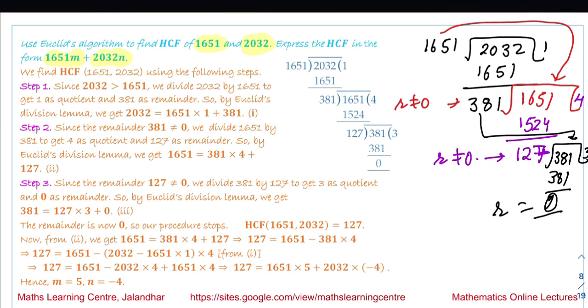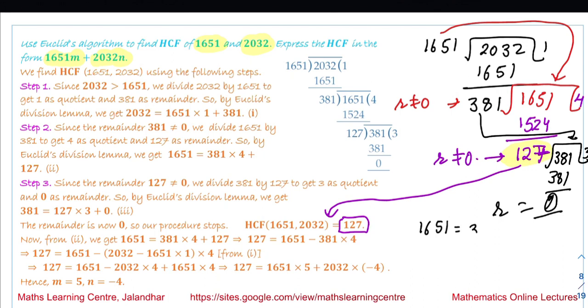So what we see is that the HCF over here is 127. So the HCF of 1651 and 2032 is 127. Now we have to write this HCF in the form 1651m plus 2032n.